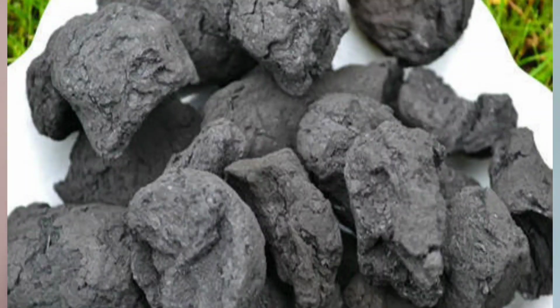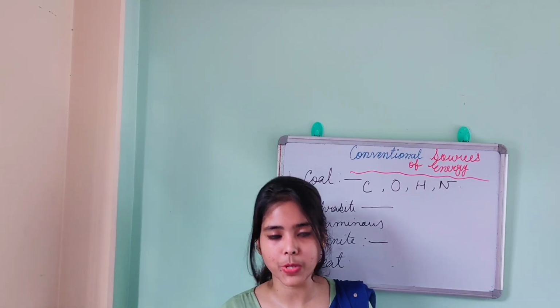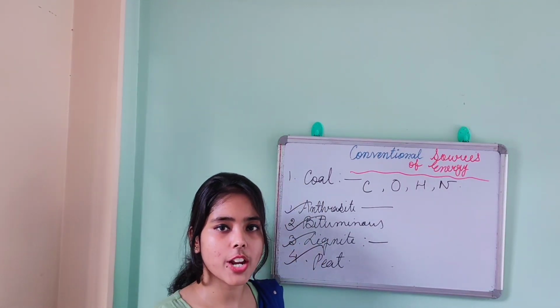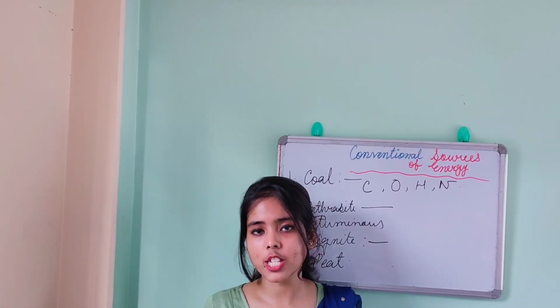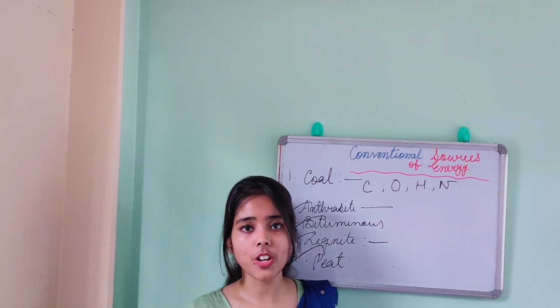And last but not the least, the most degraded quality coal, that is peat coal, and here the carbon content is less than 50%. This coal is generally used in some cases of power generation and for the formation of fuel.